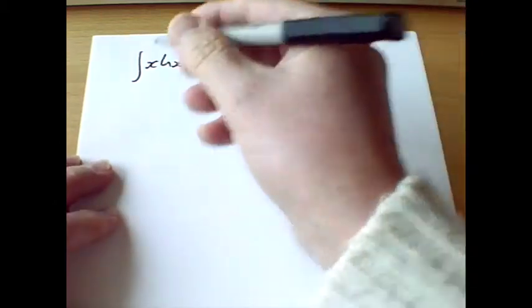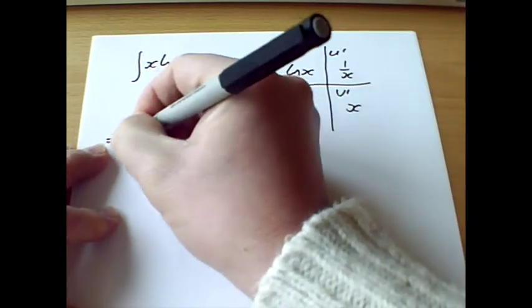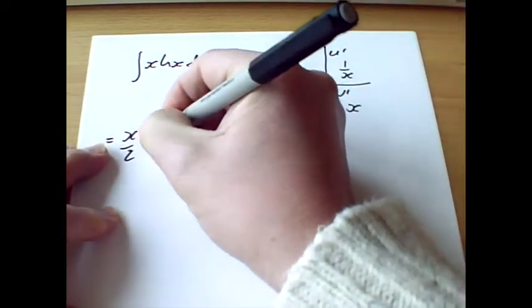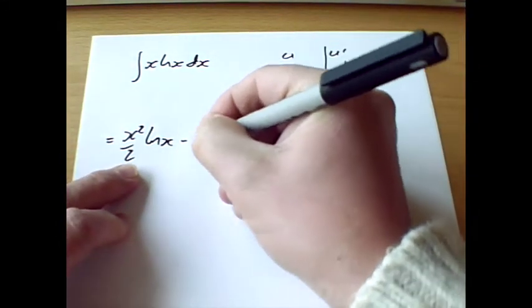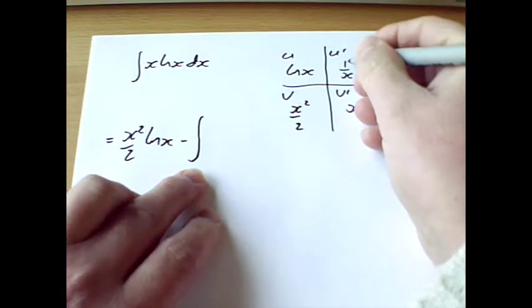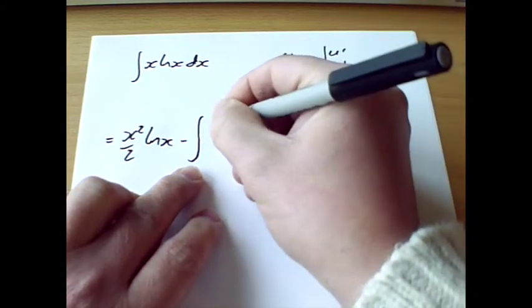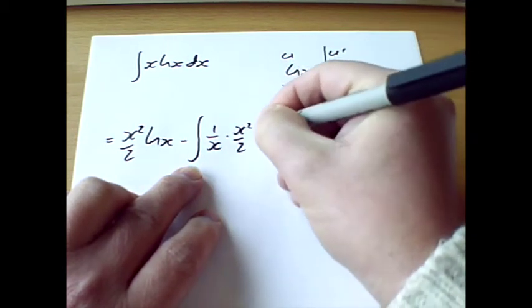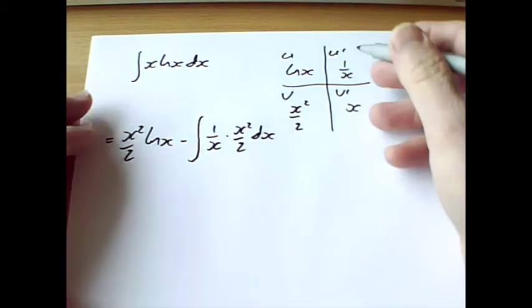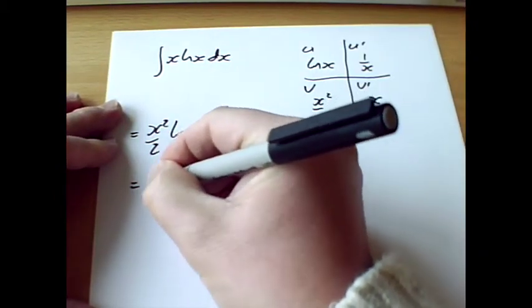Now let's complete the formula for this, and we end up with the left hand side here, so x squared over 2 ln x minus the integral of that diagonal, so minus the integral of 1 over x times x squared over 2. I'm putting everything in so that you can see what's happening, and then we'll tidy this up in a second. So let's rewrite that in a little tidier form.